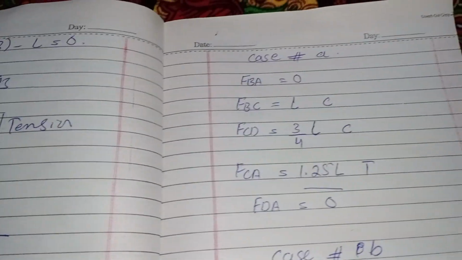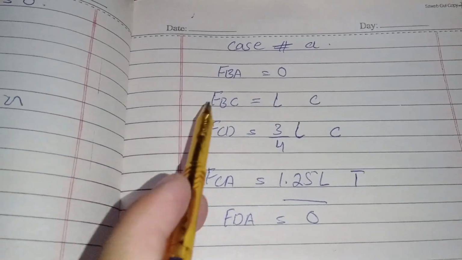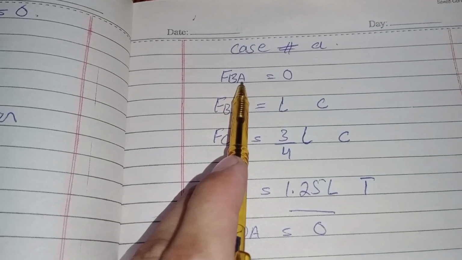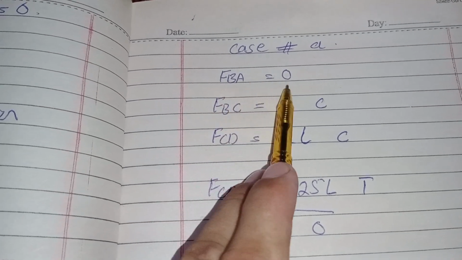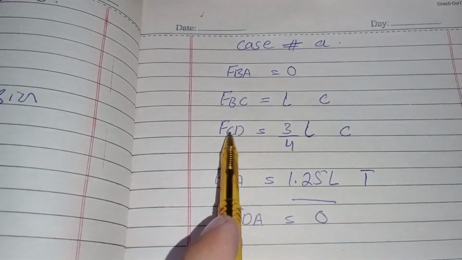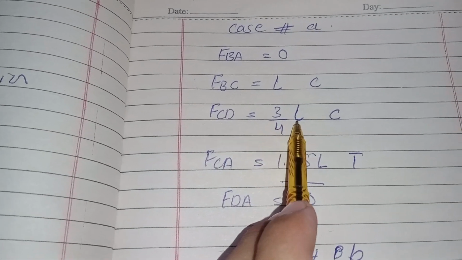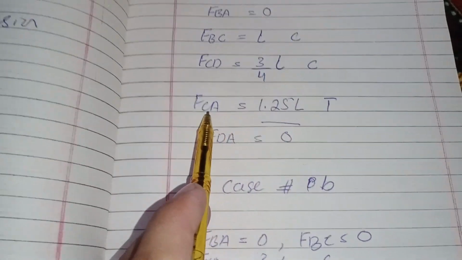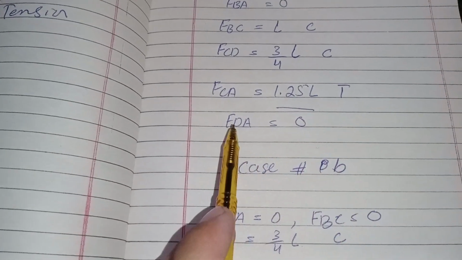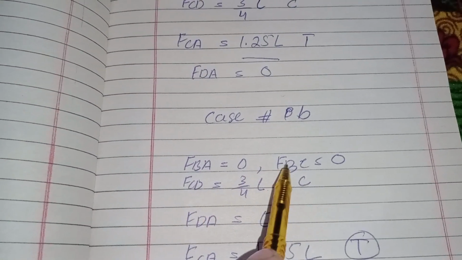So the forces which act on members of the truss in case A are: FBA is 0, force in member BC equal to L, force in member CD equal to 3 divided by 4, which is 0.75 L. So FCA equal to 1.25 L, which is in tension. So FDA equal to 0. Now there is no force acting on FBC.